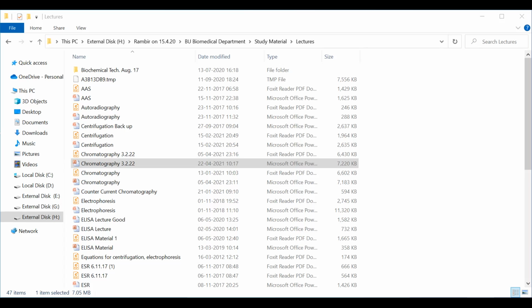In case of adsorption chromatography, the stationary phase is always solid. Solid means it is spherical. So anything can only be retained on the surface. It cannot go inside the stationary phase particle. Okay, sir.